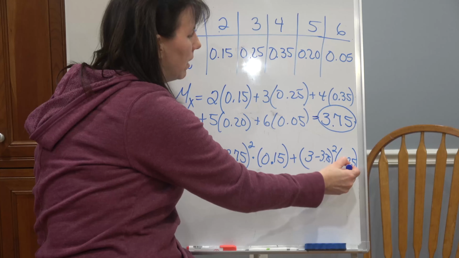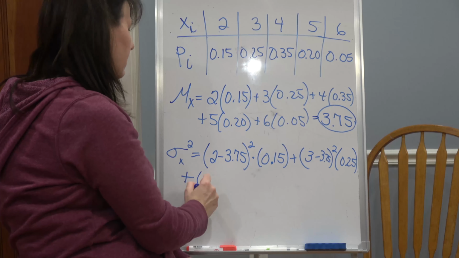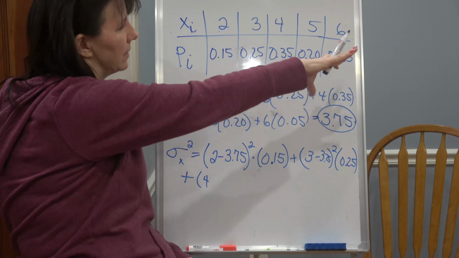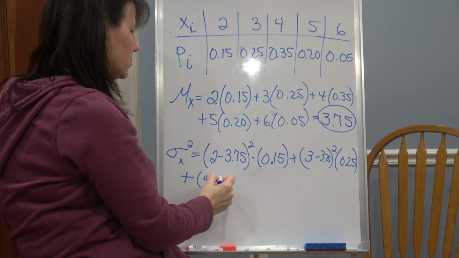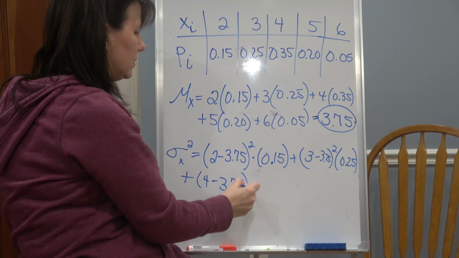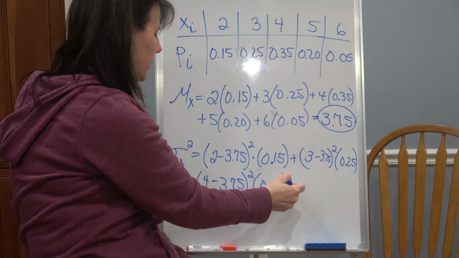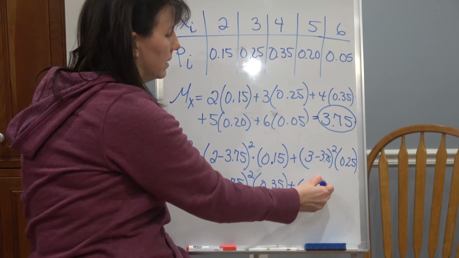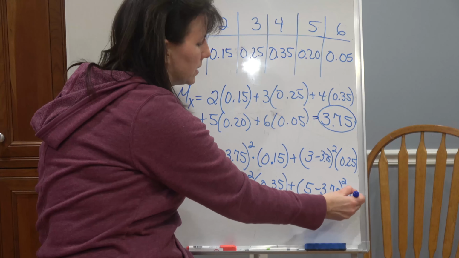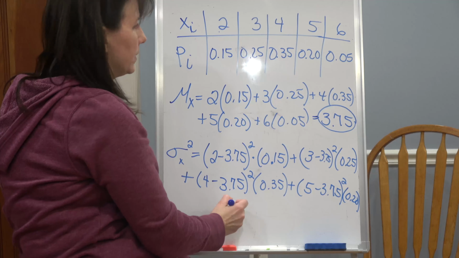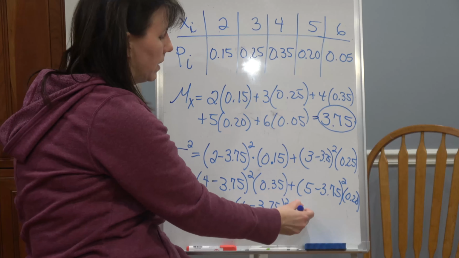So this gets kind of long. I have 5 of them, so I'm going to do it out here. But if I had 8 or 10 of them, I would just set up the first few for the reader to see that I understood the process, and then use my graphing calculator. I'm going to use my graphing calculator anyway to do this, but I'm just setting up the work so that they know I understand the process. And plus 6 minus 3.75 squared times probability.